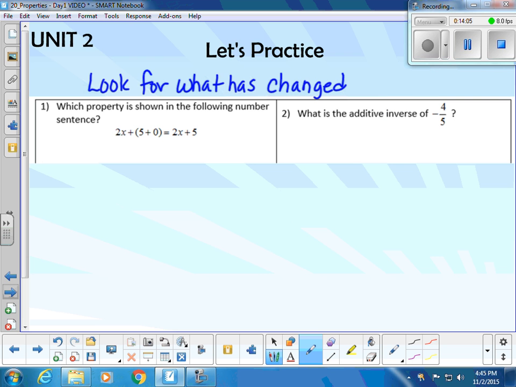So we look here, we've got 2x, still 2x, that hasn't changed. We have plus 5, but here we had a plus 0. So 5 plus 0, what property says that if I add 0, I still just have the same number? 5 is staying a 5. Its ID stays the same, so I know that that is the additive identity property. And you can shorten it. You don't have to write out property.